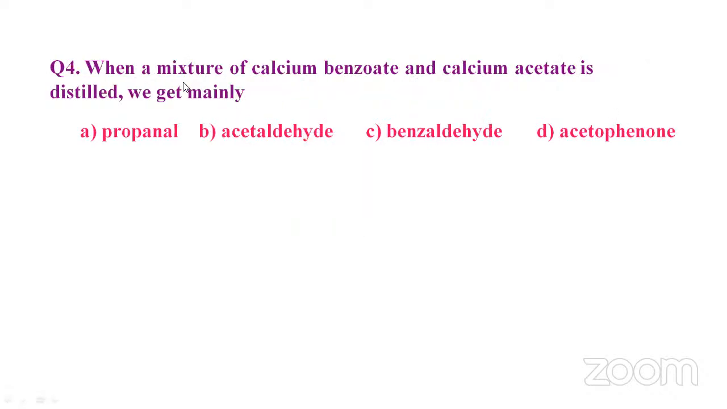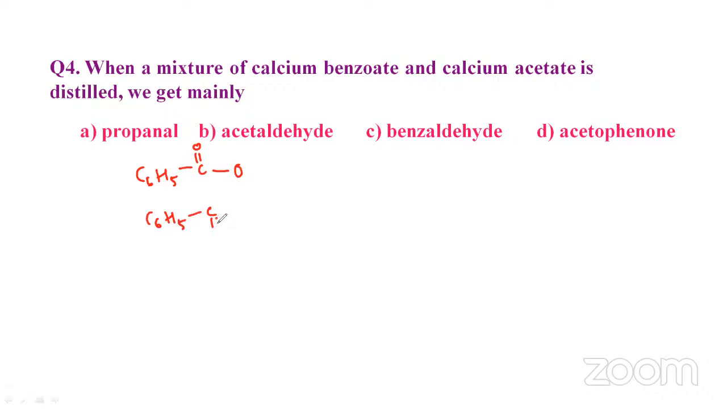When a mixture of calcium benzoate and calcium acetate is distilled, what do we obtain? Yes. C6H5 C double bond O. Yes, Lohit. Yes, D. It is acetophenone. How is it D? Just see here.